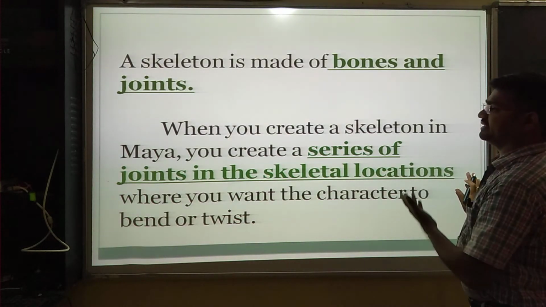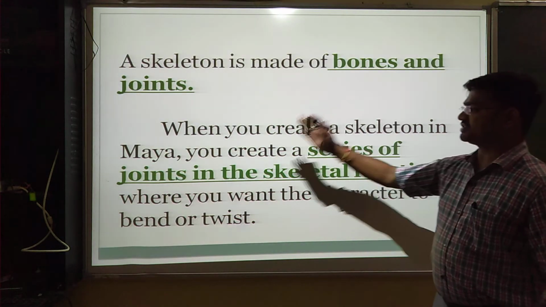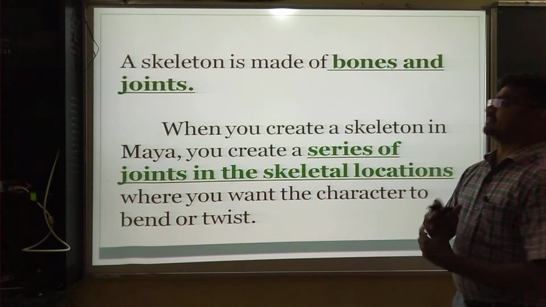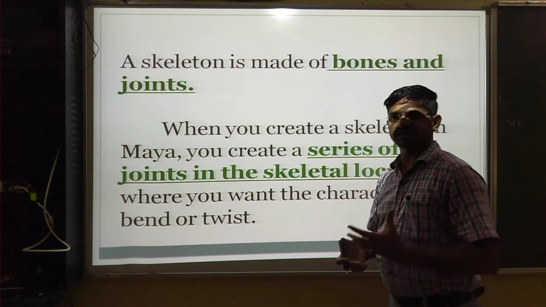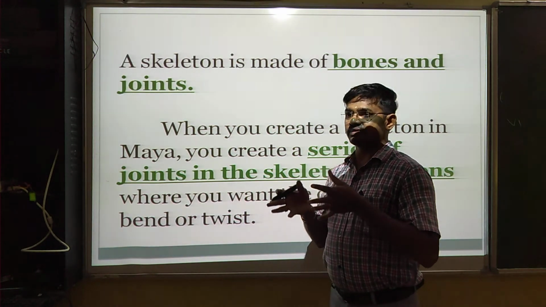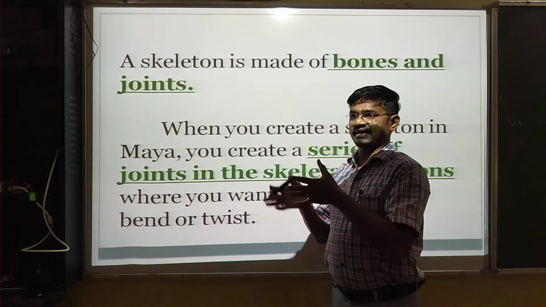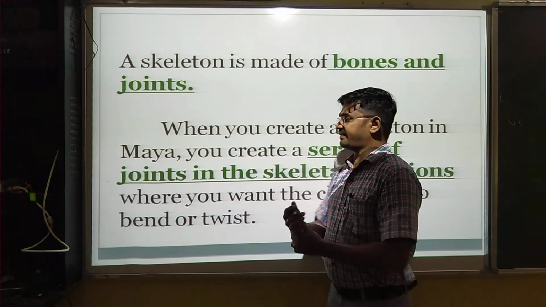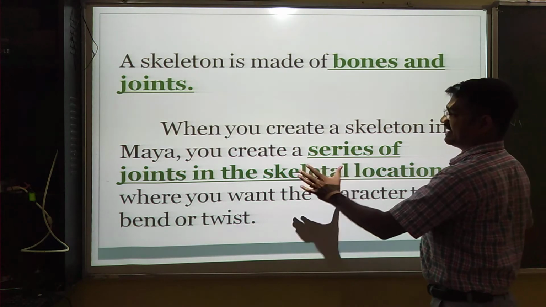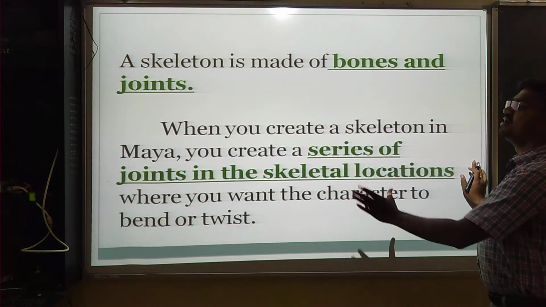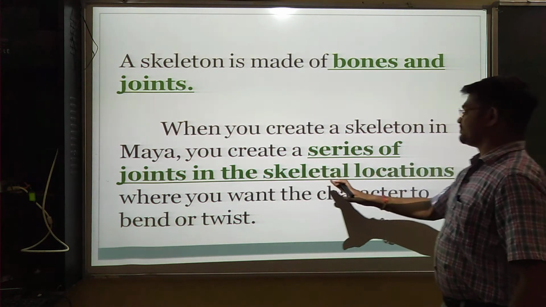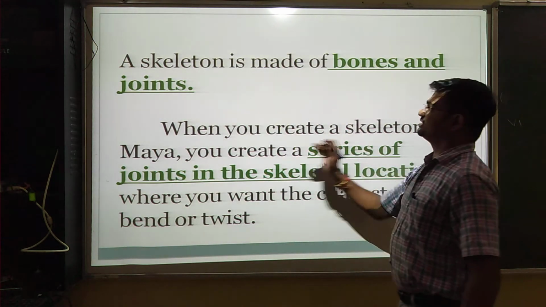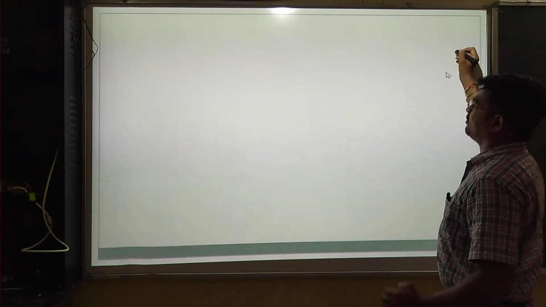When you create a skeleton in Maya, you create a series of joints at the locations where you want the character to bend or twist. Just as an example, consider the creation of a human leg. The human leg has bones and joints, which means it has inverse kinematics and forward kinematics. So, as an example, we will create the leg of a human being.